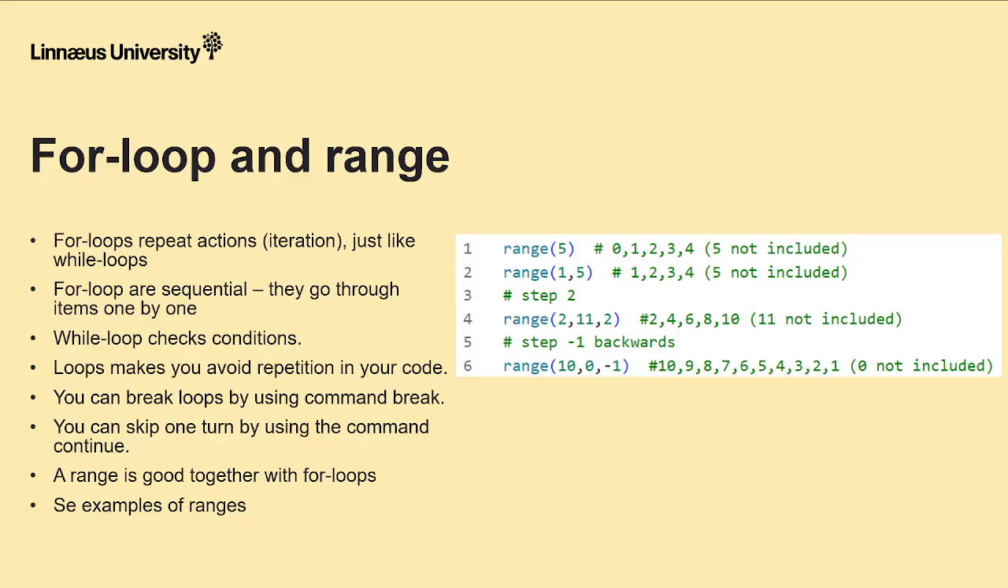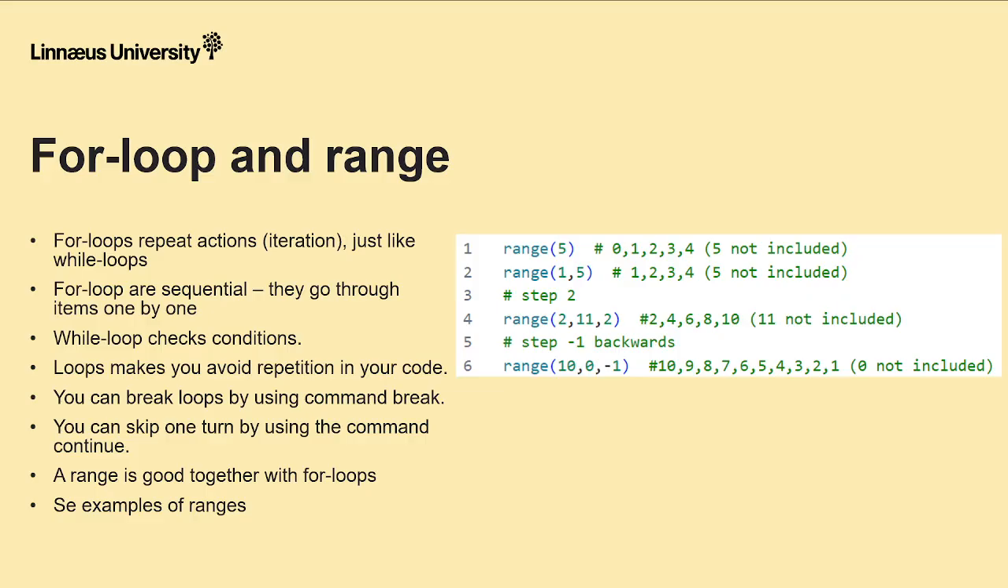If you have 3 values, like 2, 11, and 2, we start with 2 and step 2 up to 10, because 11 is not included. You can also step backwards. Then you start with, for example, 10 and go to 0. 0 is not included, and go minus 1 step every time.